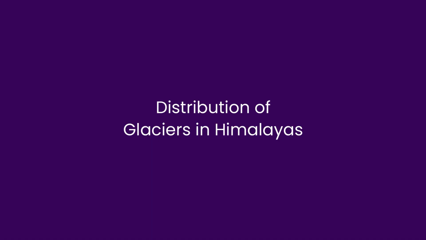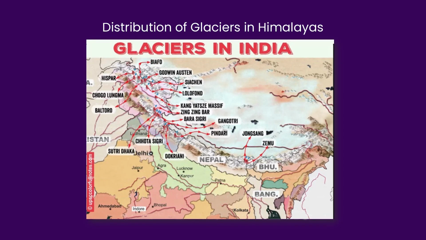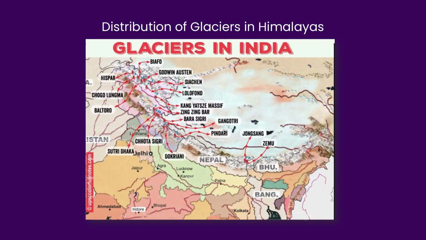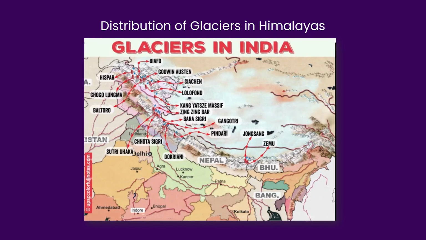Now, let's understand about the beautiful glaciers of Himalayas. The Himalayas are the third largest deposit of ice and snow in the world after Antarctica and Arctic. There are about 15,000 glaciers in the Himalayas. Siachen Glacier is the largest glacier outside the poles.